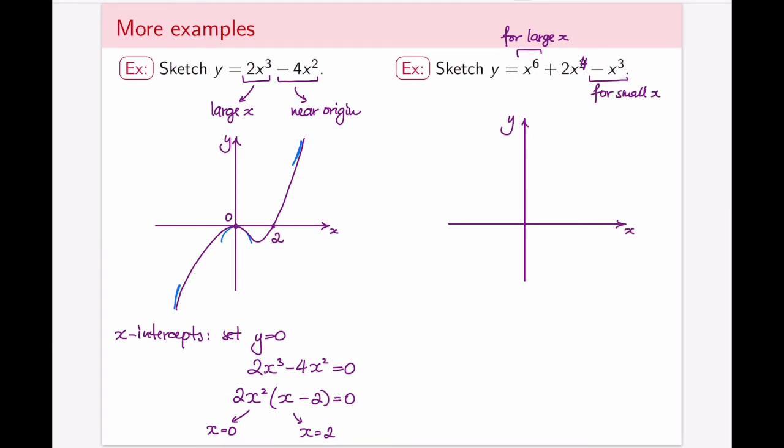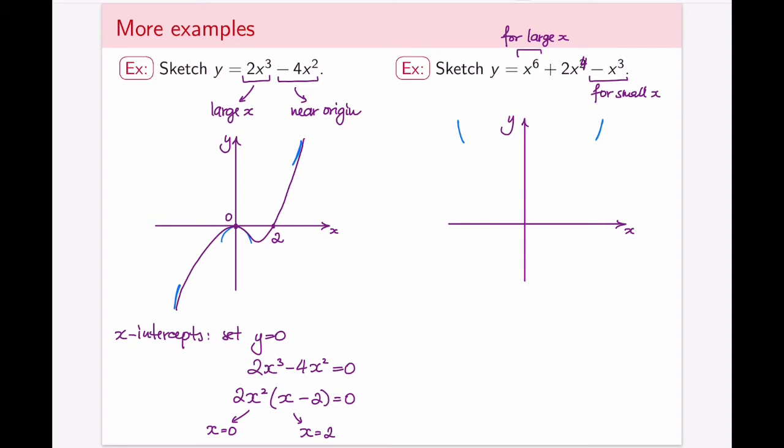In fact, I encourage you to actually do the example with my typoed graph of 2x squared and see how that changes the analysis. So for large values of x, I have x to the 6th. x to the 6th is an even power, which means that I'm looking at a parabola, but I'm only interested in it for large values of x. So I'm only interested at the beginning and the end values of it.